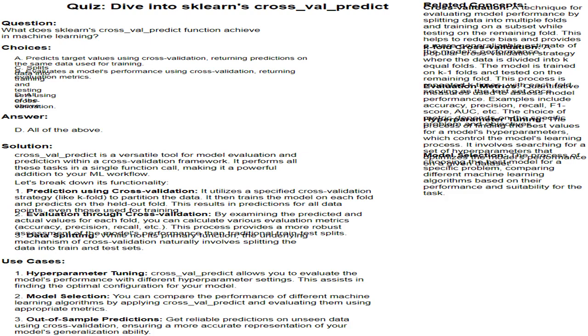Hyperparameter tuning: cross_val_predict allows you to evaluate the model's performance with different hyperparameter settings. This assists in finding the optimal configuration for your model.